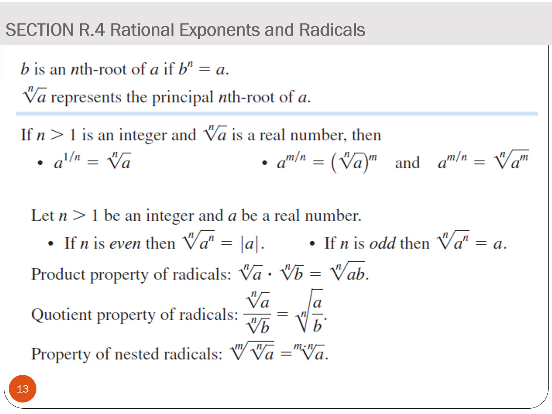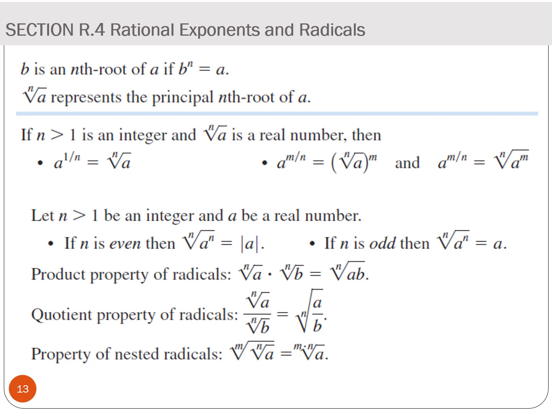If n is greater than 1, the definition of a radical, we don't take n equal to 1, we start with n greater than 1. This is an integer. The nth root of a is a real number. Then here is a way to define a radical exponent or rational exponents.